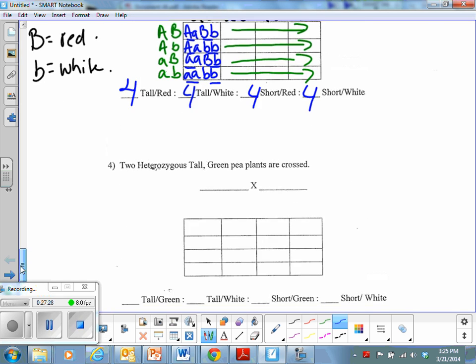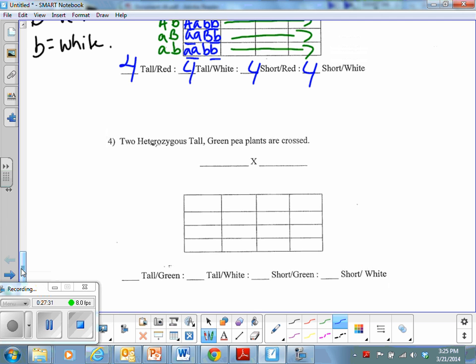Ooh, last one. All right, two heterozygous tall green plants are crossed. Okay? So if they're heterozygous, remember, big A, big B, little b, big A, big B, little b. What did I tell you on the first page that you know you're going to have if you cross two heterozygous? Do you remember the ratio? What's it always going to be when you cross two heterozygous? 9, 3, 3, 1. See?